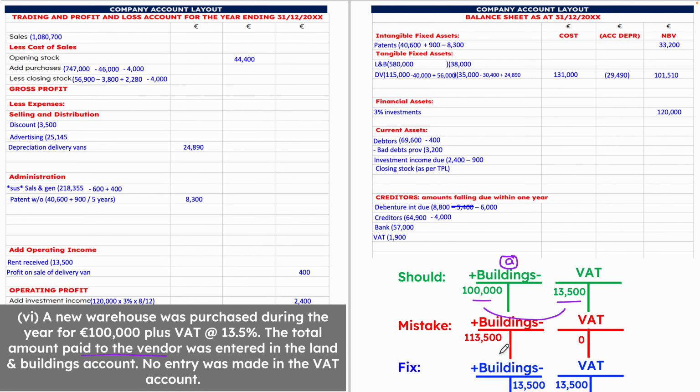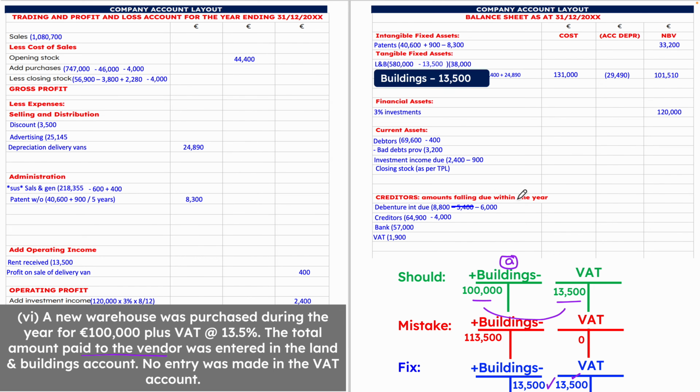Well, we're going to take 13.5 out of the buildings, okay, and then we're going to put it on the debit side of the VAT account. So we're actually going to enter it. So we need 13.5 in the debit side. We didn't have anything, so now we're putting 13.5 in the debit side. What we needed in the buildings was 100,000 on the debit side. What we had was 113,500. So we need to put 13,500 on the credit side of the buildings account. Okay, so that is what we do there.